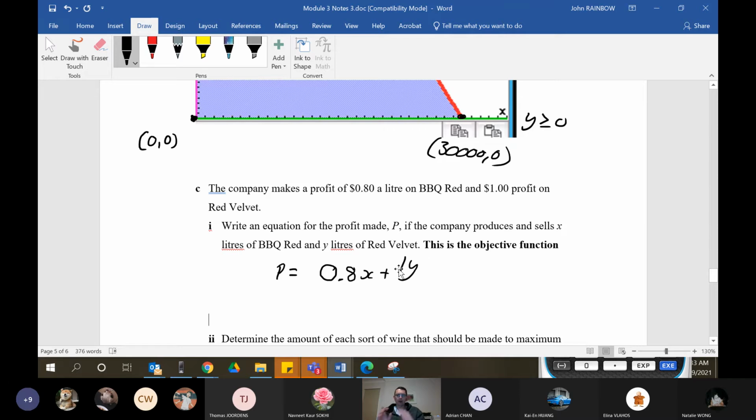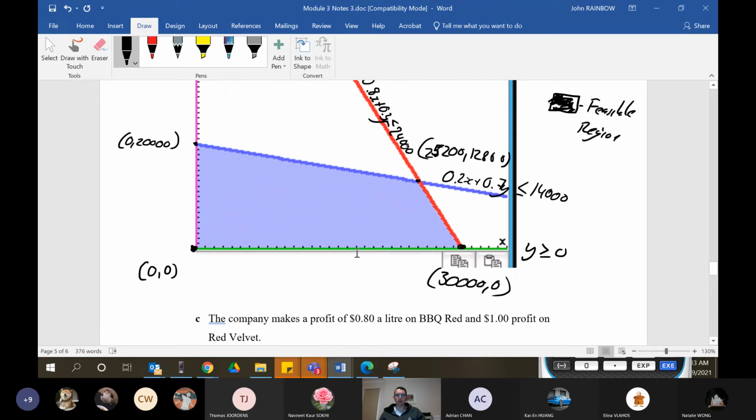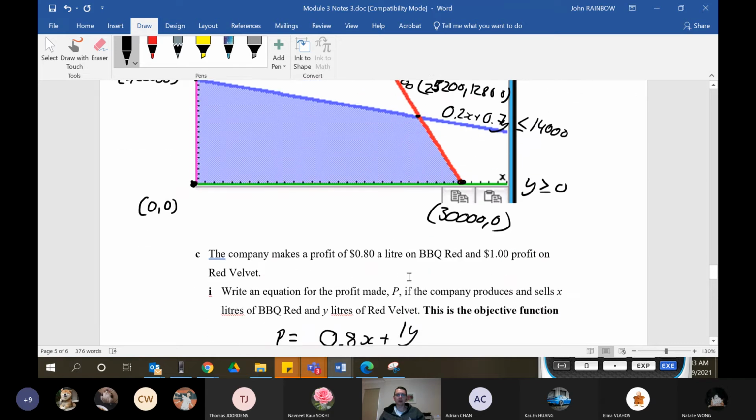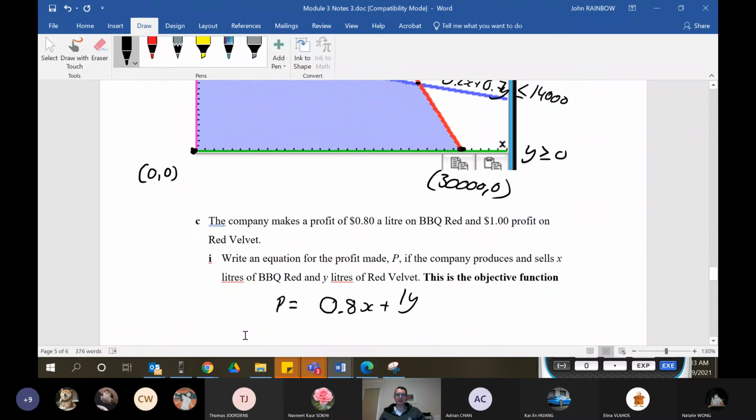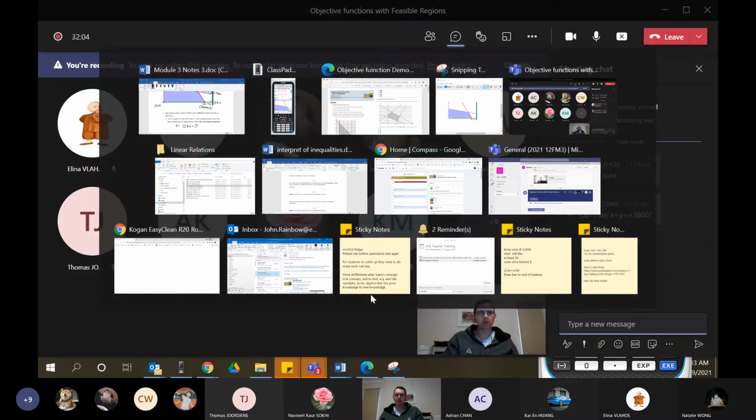Don't get confused by break-even points here. We do not do break-even points with inequalities. That's something I really want to point out. If you're working on an inequality question and something like this comes up, this is your objective function and the things we're going to do with it. That's the only thing you're going to do with that, basically. Any questions?